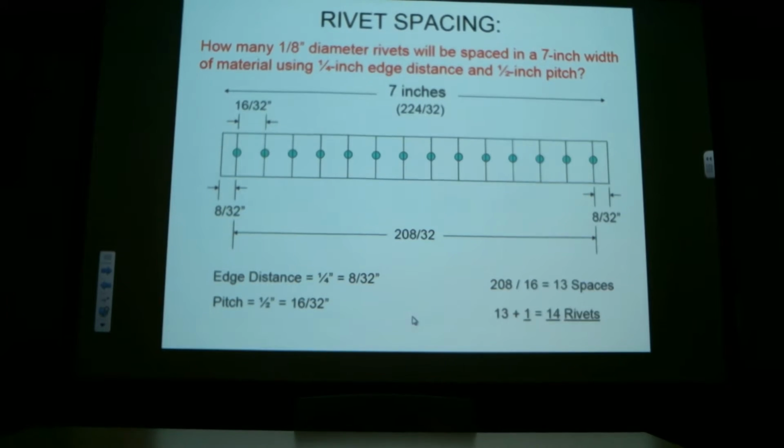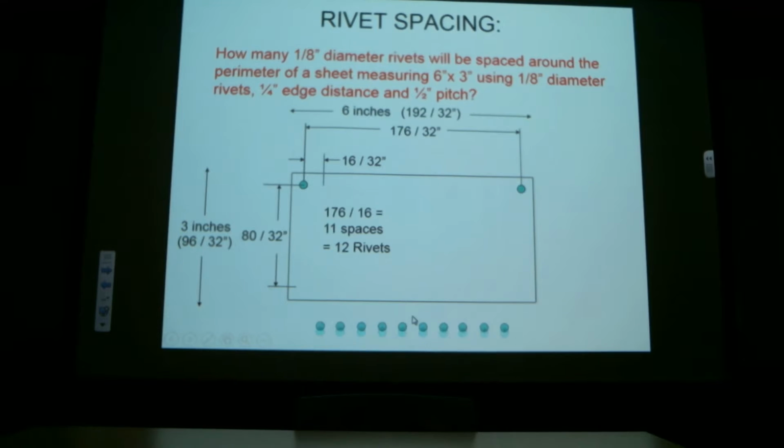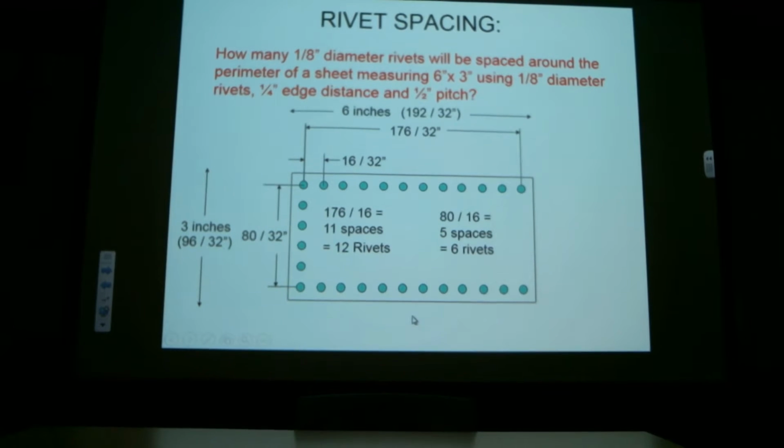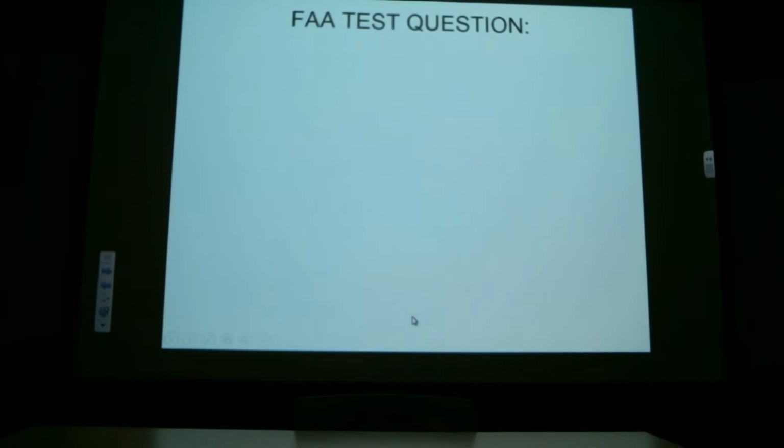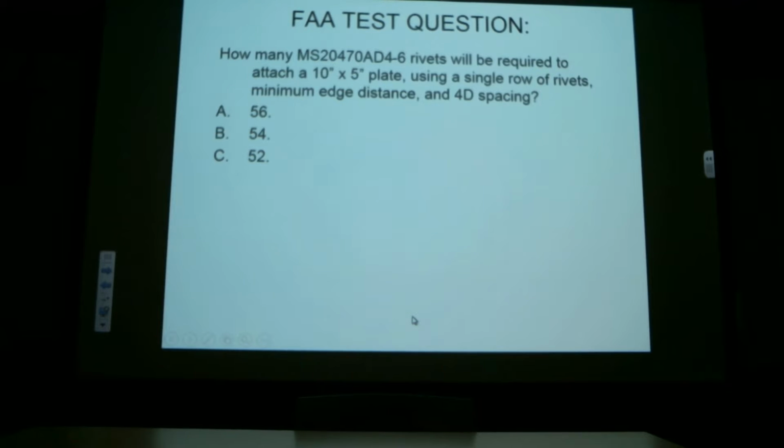I've got a couple of problems where I show you a little bit about rivet spacing, but there's only one FAA test question that you'll have to figure out. And I think I covered this in class. They want you to figure out how many rivets are used in a plate that measures 10 by 5, with rivets spaced all the way around the perimeter using 4D pitch and 2D edge distance. And there's really no easy way to solve the problem.